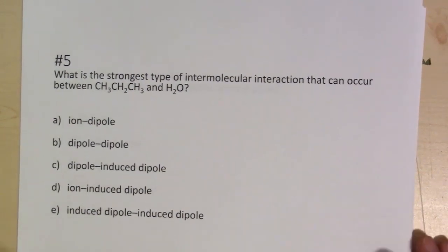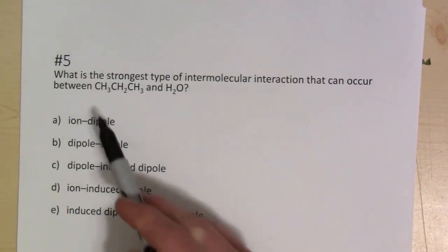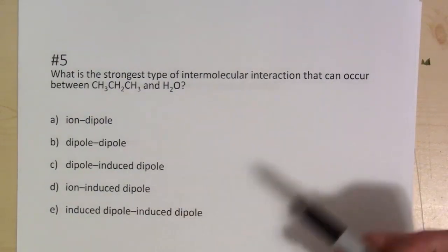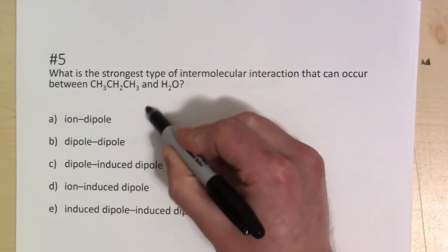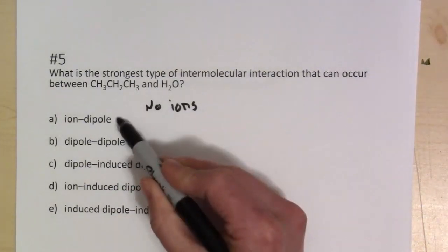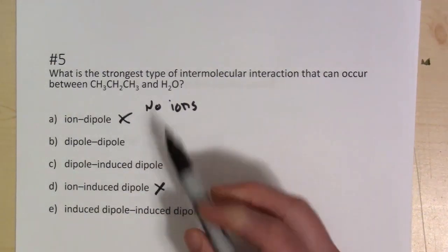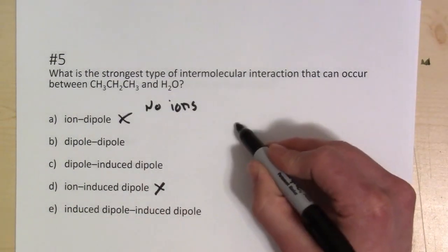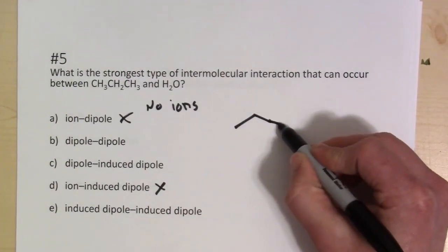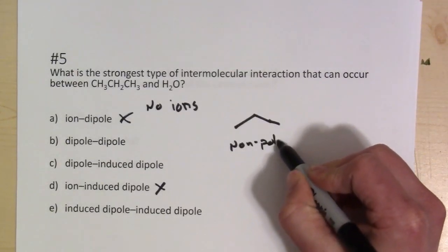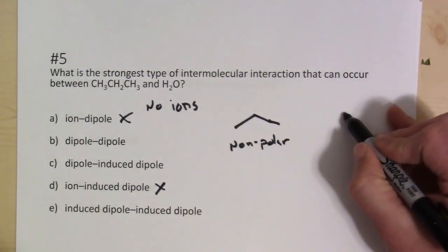So, moving to number 5, it wants to know what is the strongest type of intermolecular interaction that can occur between propane and water. So there, it's helpful to rule out first a couple of these interactions. There are no ions in either of these molecules, so we can eliminate A and D, which are both interactions that involve ions. And then we would want to draw propane. So all the bonds here are CH bonds, so this is going to be a nonpolar molecule. So we'll also draw water.